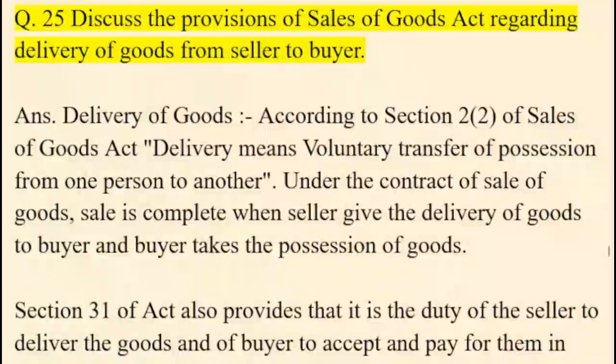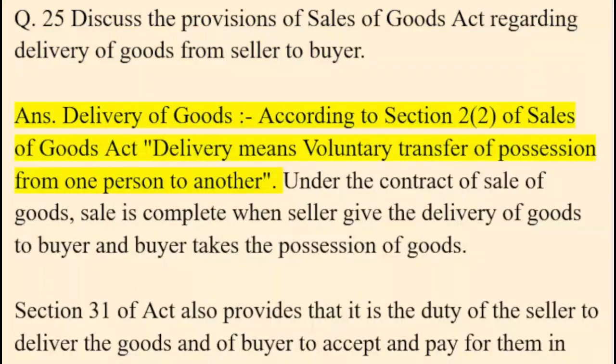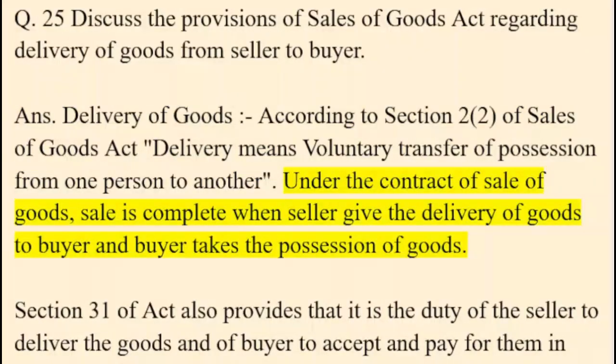Q. 25. Discuss the provisions of the Sale of Goods Act regarding delivery of goods from seller to buyer. Ans. Delivery of goods. According to section 2 of the Sale of Goods Act, delivery means voluntary transfer of possession from one person to another. Under the contract of sale of goods, the sale is complete when the seller gives delivery of goods to the buyer and the buyer takes possession of the goods.